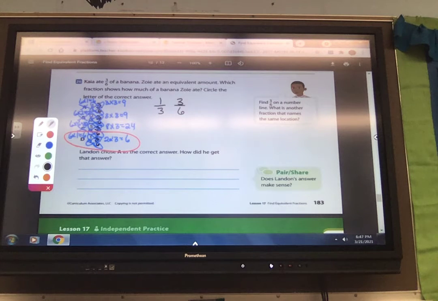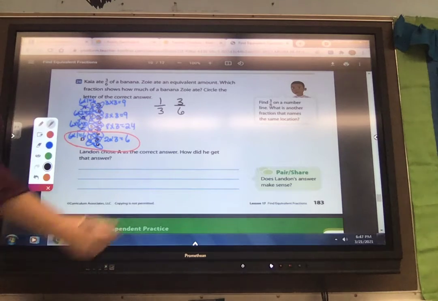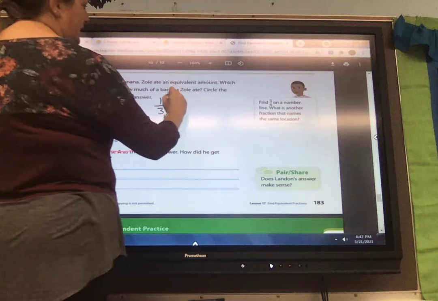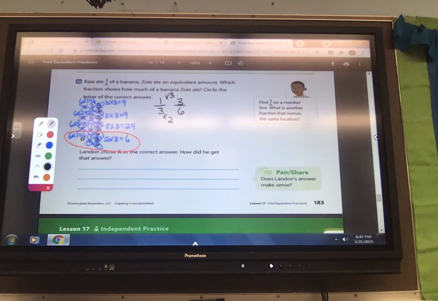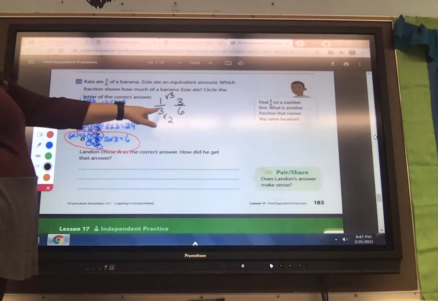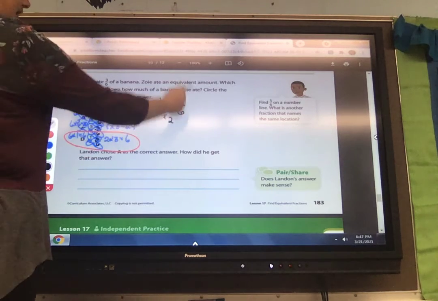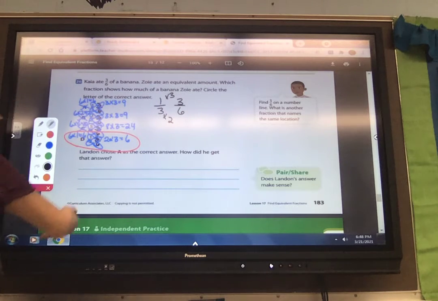Well, we know it's not equivalent. So maybe he did times 2 and times 3. And we know we can't do two different things. Maybe he thought this was a half. But somehow he messed up. So I'm going to say that he did not multiply them by the same number.